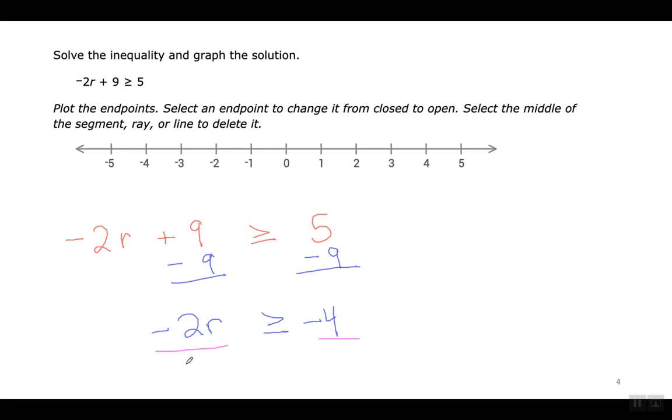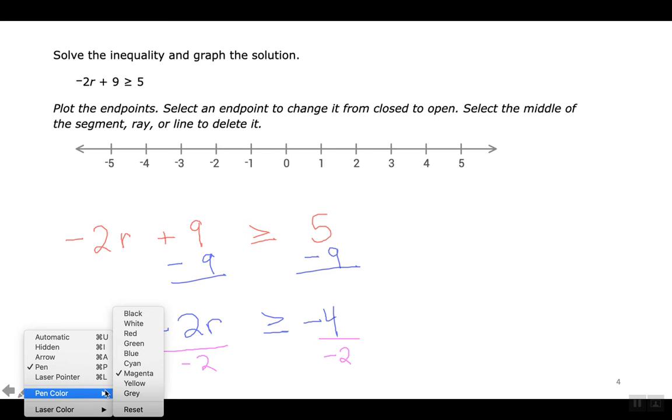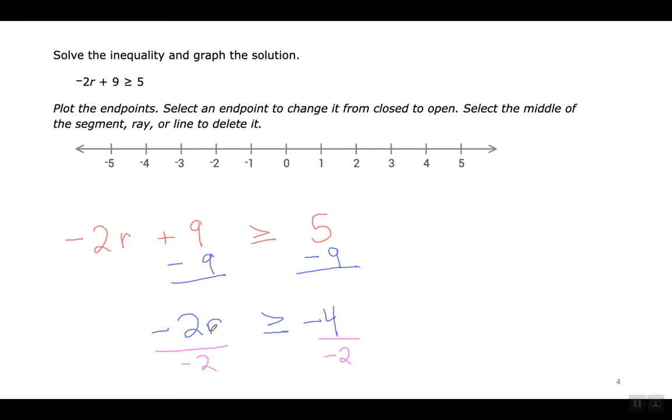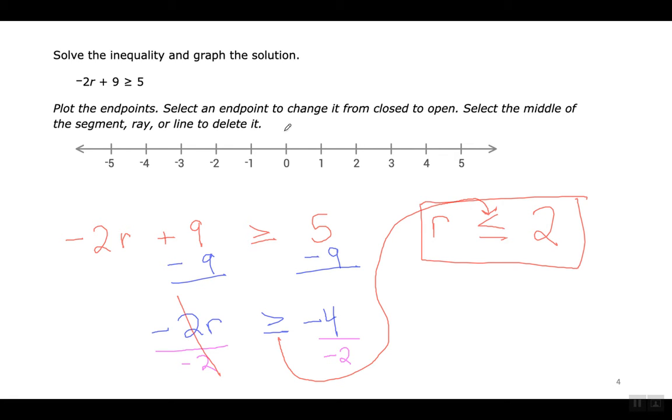And when I do that, the sign has to flip directions, because whenever you multiply or divide both sides by a negative number, when you have inequalities, the sign flips directions. So this is going to cancel out right here, and it's going to be r. I flipped the sign. And negative 4 divided by negative 2 is positive 2. And that is my answer. So r is less than or equal to 2.